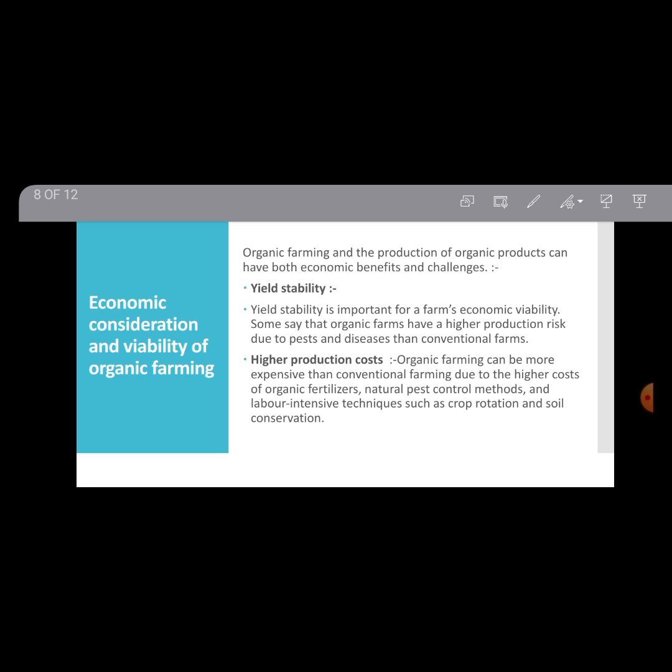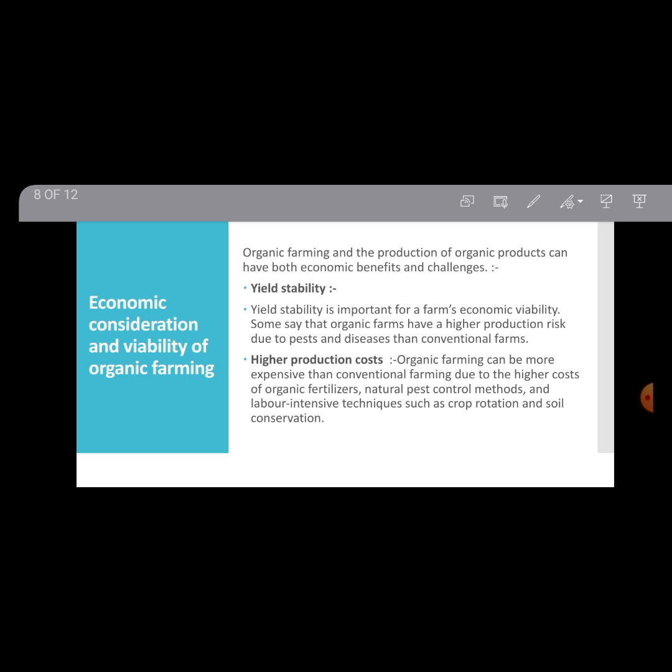But when we come to the organic farmers, they use natural fertilizers or natural chemicals to prevent the pest or disease, but it takes a large time to prevent that pest or disease from the crop, and it leads to less yield. So the organic farmers, compared to the conventional farmers, will face a problem, first of all from the yield stability only. And the next thing is higher production costs.